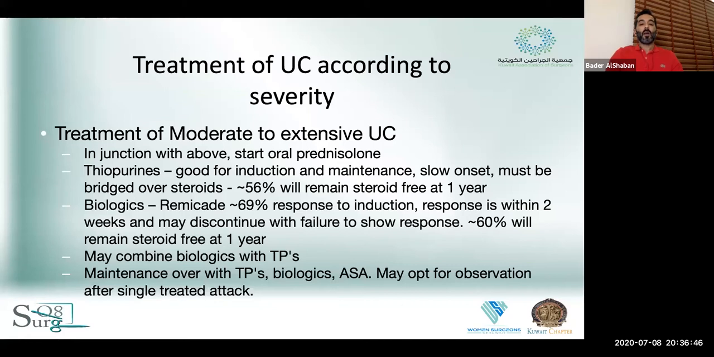complications. Biologics, namely Remicade, have a slightly higher chance of success and response to induction, and the response is usually quicker. And it is easier to discontinue when the patient shows no response. Luckily, with biologics, especially Remicade, as I was saying, 60% will remain steroid-free at 1 year whenever you transition them off steroids. You may combine biologics with thiopurines, but that is usually reserved for the more severe disease.